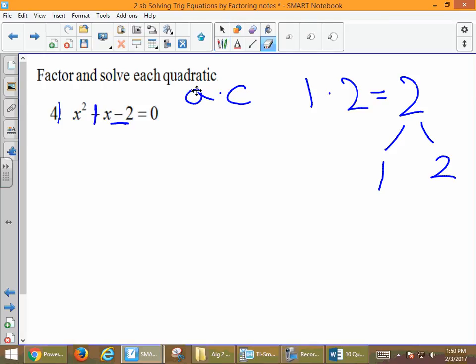Sorry, that's supposed to be in front of the x. Oh. Whatever.